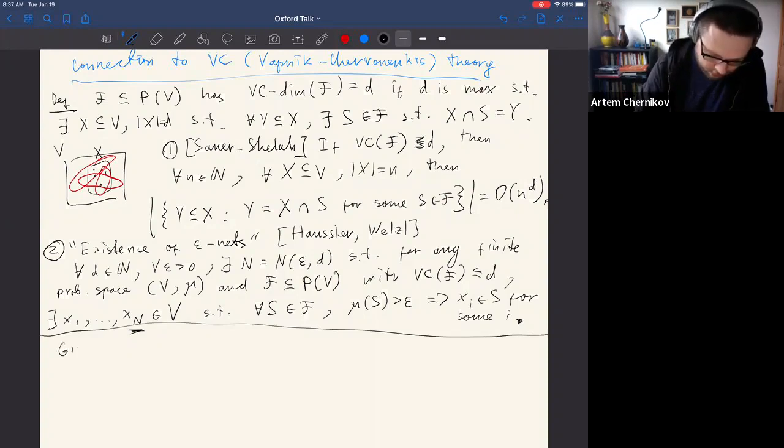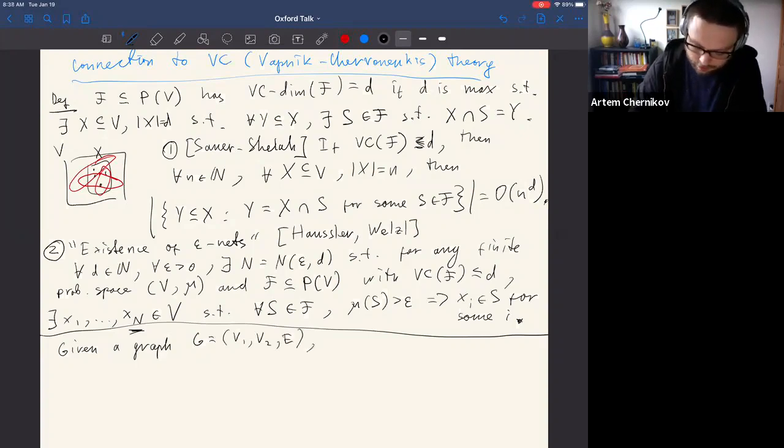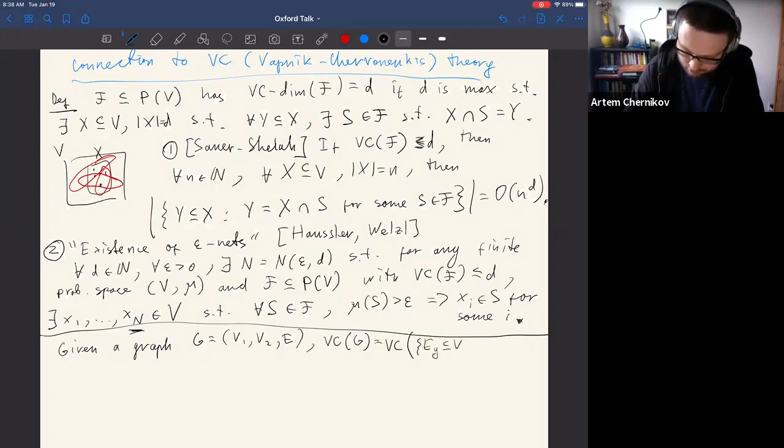So given a graph G, as before, two parts V1, V2, and the edge relation E, we can define the VC dimension of this graph to be the VC dimension of the family of its fibers. So let's say the VC dimension of the family E_Y, subsets of V1, such that Y varies over all elements in V2. This is a family of subsets of V1, so it makes sense to talk about its VC dimension.